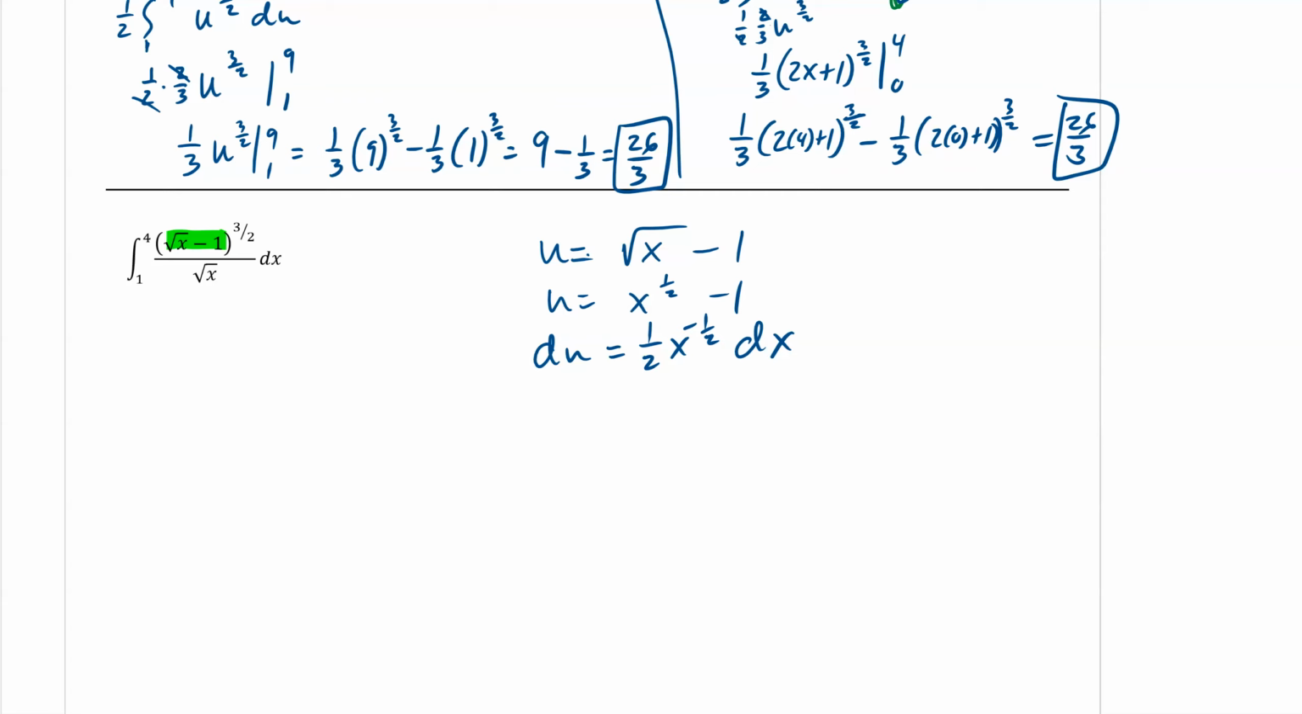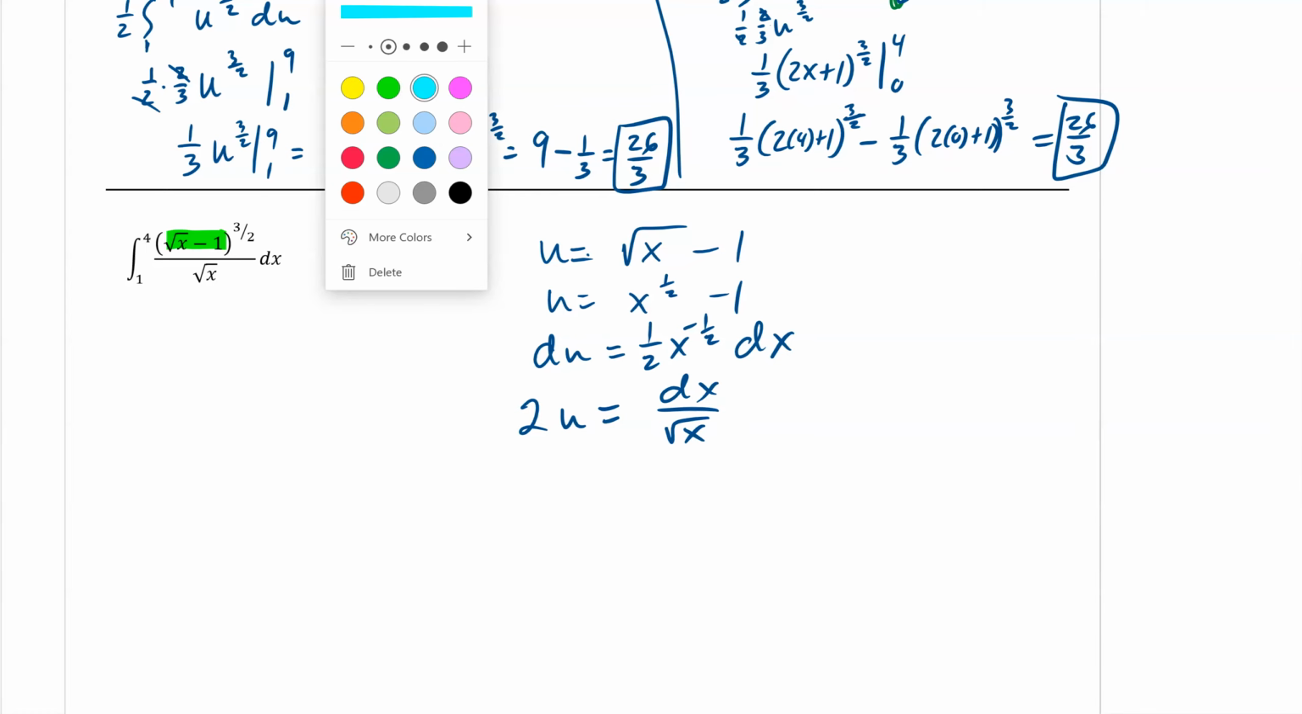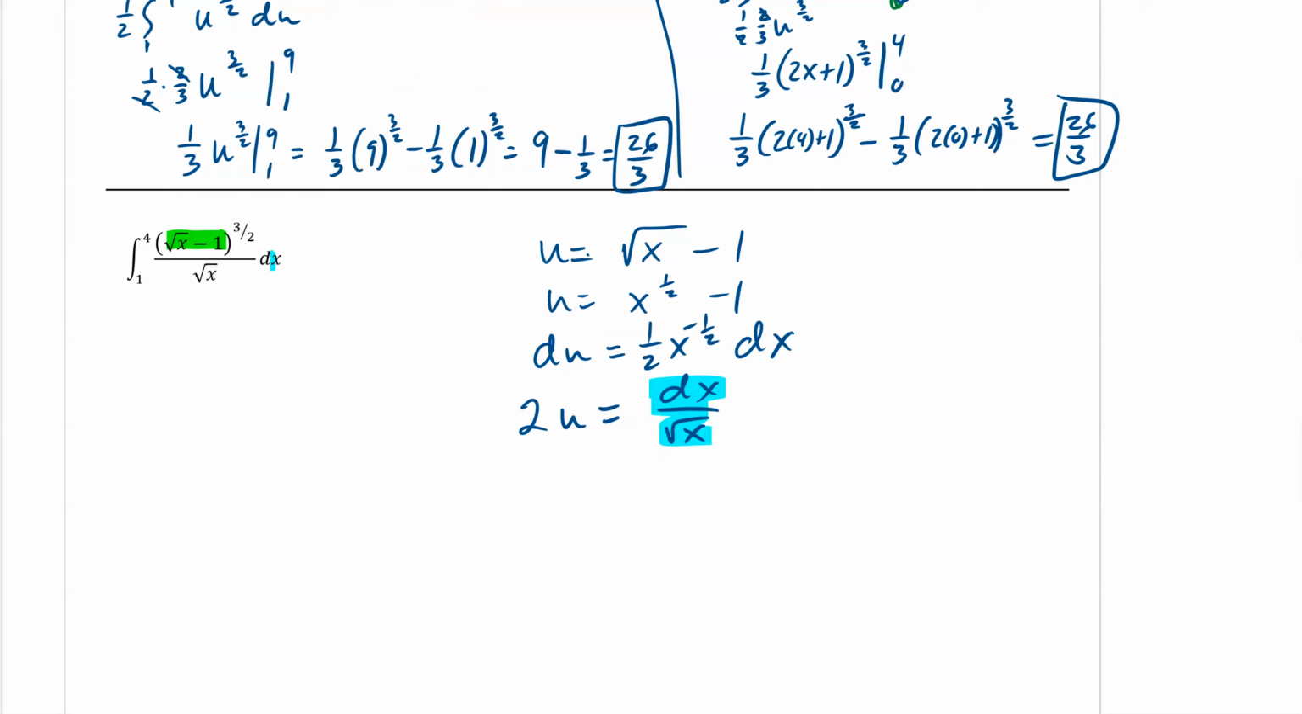So what I'm going to do is just rewrite it as 2u dx over the square root of x, and then that way I can do a direct substitution here instead of rewriting. But it's your choice. If you want to always solve for dx and plug it in, that's completely fine as well. So that means the dx over the square root of x is 2 du. All I did was bring the 2 over and rewrite it.